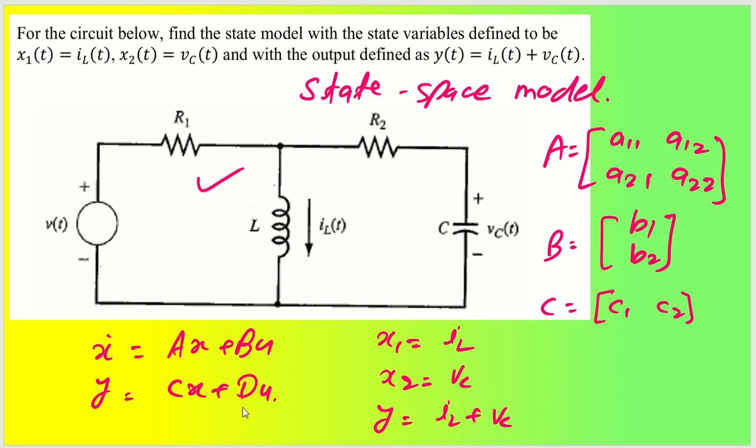Where A, B, C and D are the matrices. A will be the state space variable matrix, which will be a11, a12, a21, a22, something like that. B, C and D will be there too. In this question, they have already mentioned the state variables: x1 as IL, the current flowing through the inductor, and x2 as VC, the voltage across the capacitor. The output y of t is going to be IL plus VC, that is inductor current plus capacitor voltage.